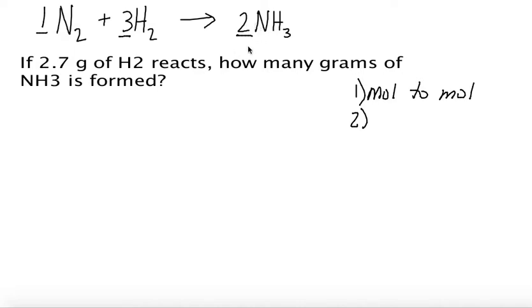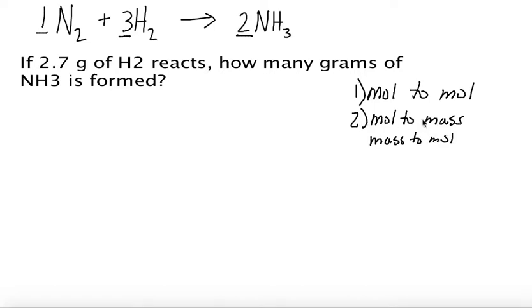So if the problem says, hey, you've got 7.6 moles of hydrogen gas, how many moles of NH3 are you going to make from that? We use this as our conversion factor right here, 3 moles of H2 for every 2 moles of NH3, to figure that out. The other type of conversion that we did was moles to mass, or mass to moles, either way.